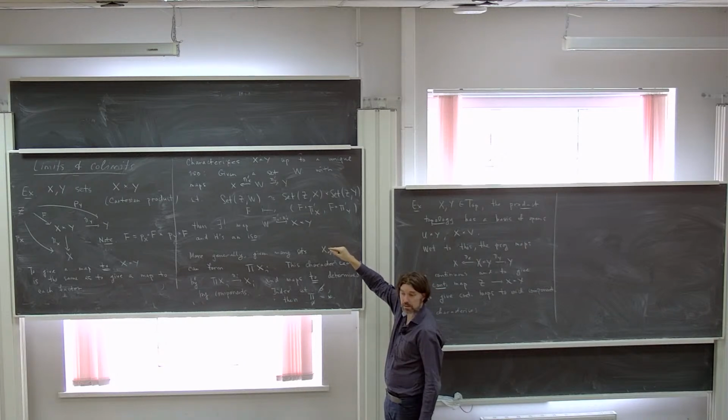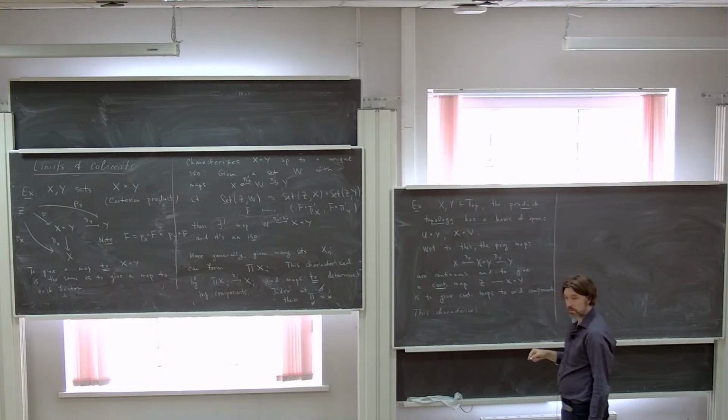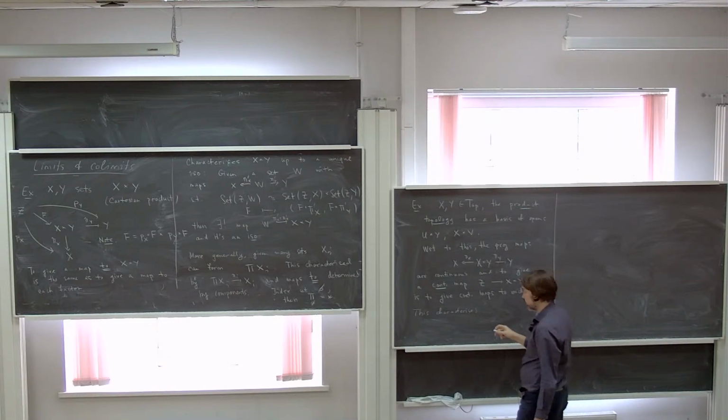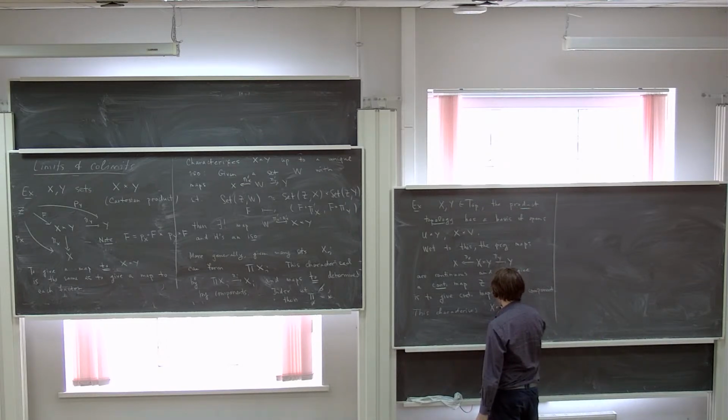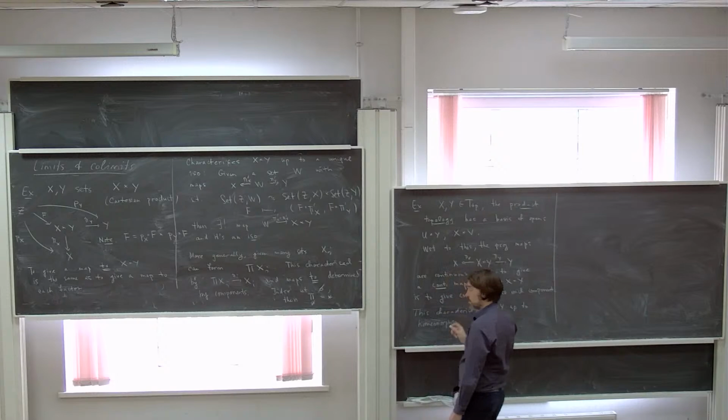Is it really the same as defining the topology as the product topology? Yes. So it's enough. So this characterizes X cross Y up to homeomorphism, and similarly for the infinite product. On the infinite product, people often put various topologies, but the product topology is the one with this property.